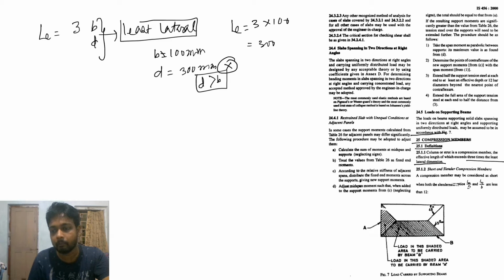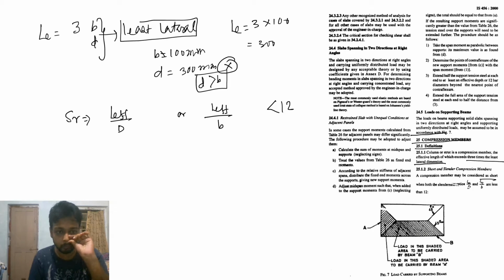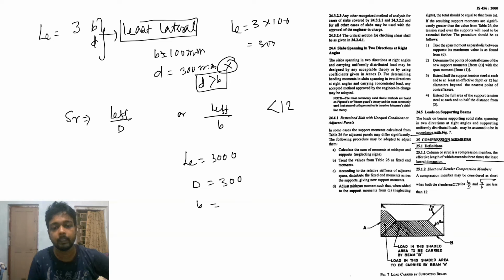Short and slender compression member. A compression member may be considered as short when both slenderness ratios, L effective by D and L effective by B, are less than 12. Suppose the L effective value is say 3000, the value of D is 300, and the value of B is say 600.